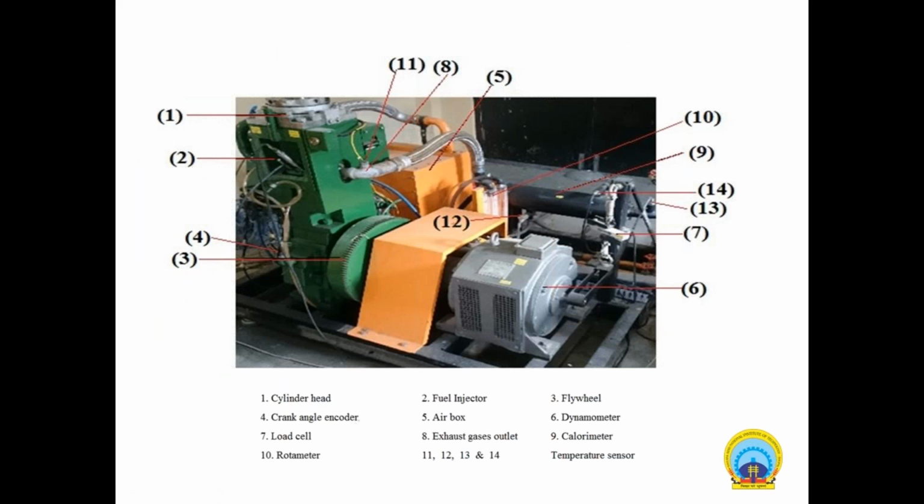So this is the actual picture of this engine. There are different parts labeled: flywheel, dynamometer, calorimeter, then temperature sensors. There are 4 temperature sensors for measuring the temperature at different points. Then the cylinder head is there. This is the actual picture of this engine from Legion Brothers. We purchased it, I think, 5 years back in 2015 at NIT Manipur. Next.